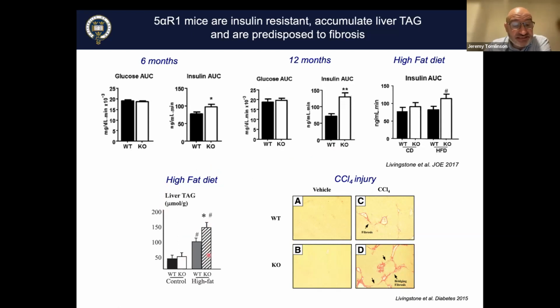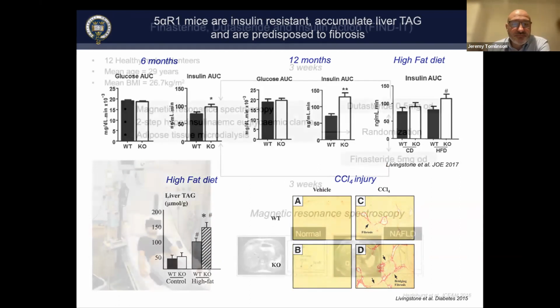and also here on the high-fat diet, you can see that liver triglycerides were significantly increased in the knockout animals. And using a carbon tetrachloride model, they were able to show again that there was increased fibrosis, this bridging fibrosis that would equate to the most advanced stages that we'd see, so F3 towards F4 on our liver biopsies, and that was more common in the knockout animals. So again, these mice appear to develop an adverse phenotype.